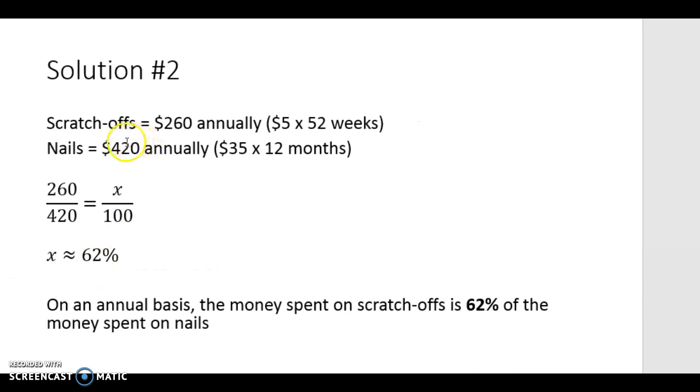All right, so scratch-offs, that's a weekly amount, so we have to multiply that $5 by 52 weeks to get $260 annually. And the nails, that's a monthly amount, so we have to multiply that $35 times 12 to get $420. Now the trickier part.